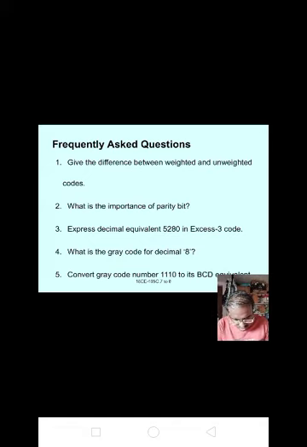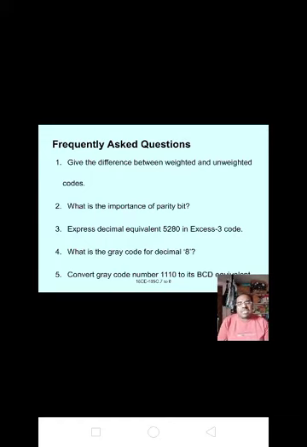Write 1 0 0 0 1 0 0 1 0 1 1 1 0 1 1 0 0 1. It is the XS3 code.